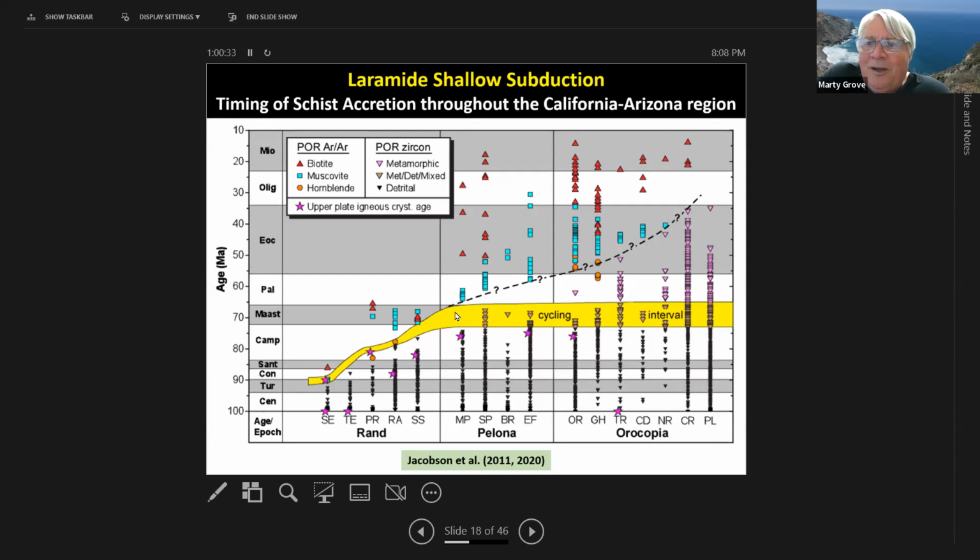It's moving at approximately 100 kilometers per million years. So in 10 million years, it's gone 1,000 kilometers. This is where it looks like there's no spatial dependence on the time in which we have sediment that's being accreted.